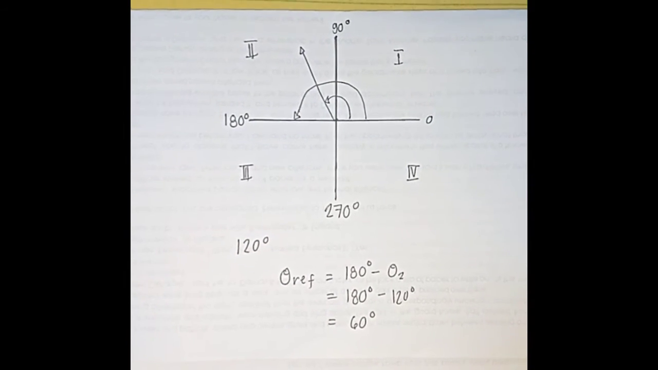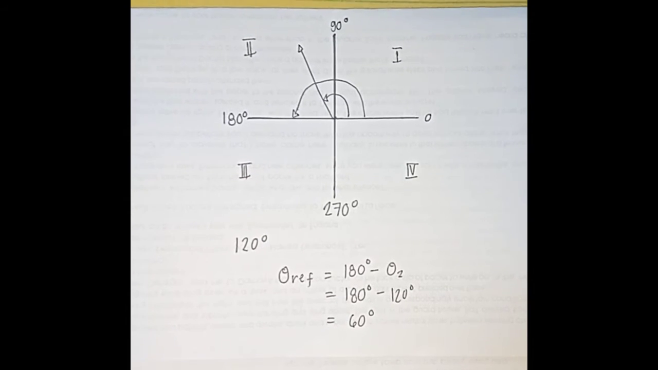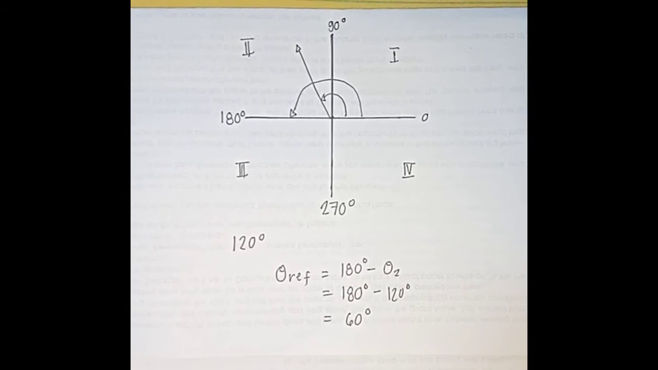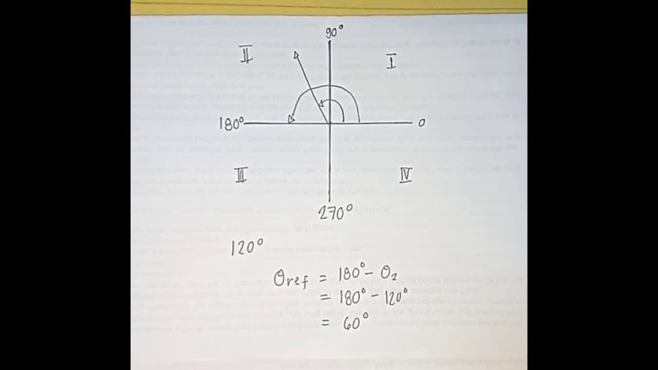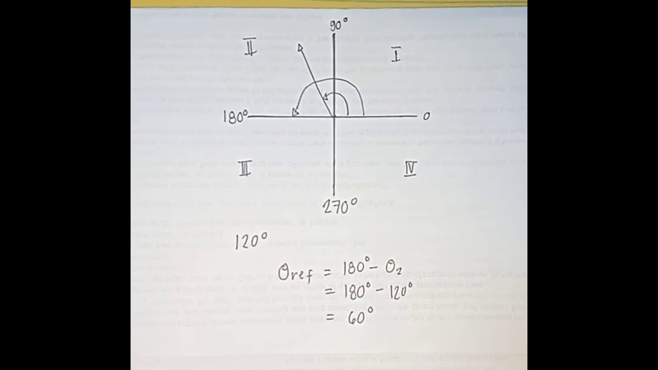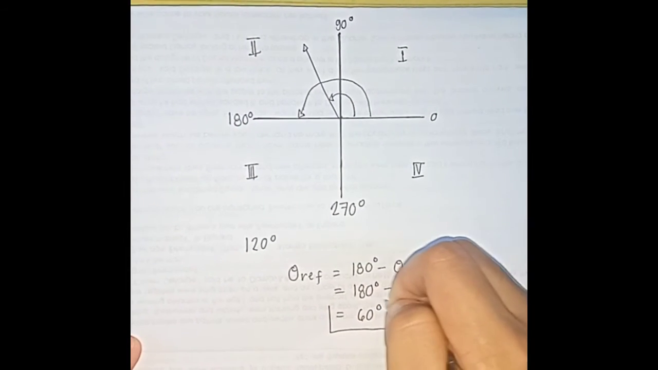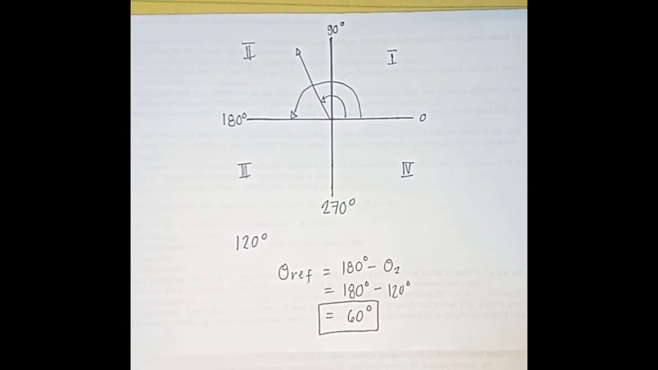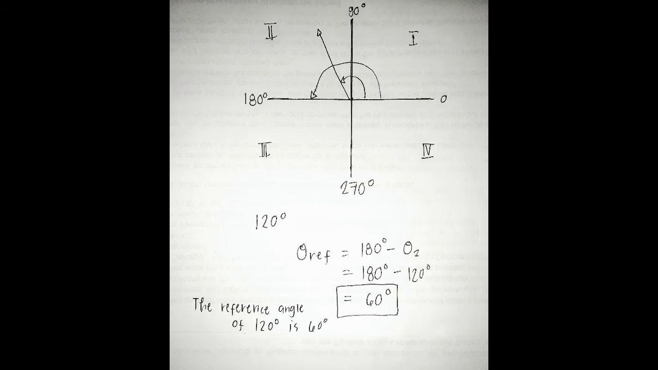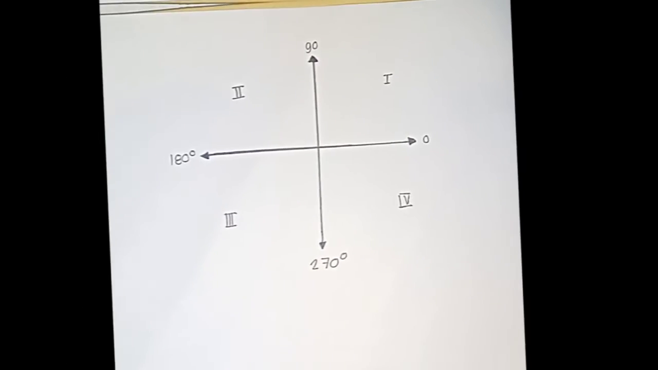So the reference angle is always the angle between the hypotenuse of the triangle formed and the x-axis. So the reference angle of 120 degrees is 60 degrees. Let's try another example.